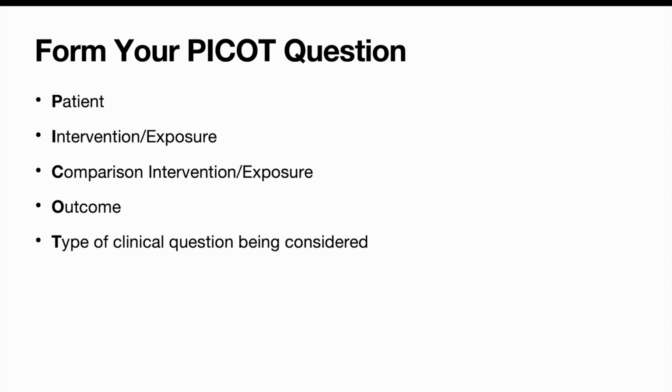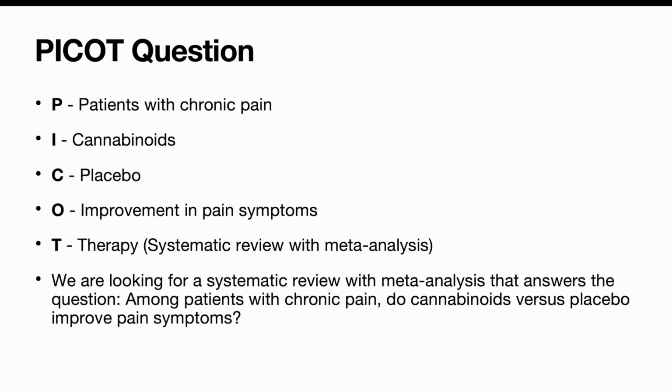So the very first thing that you have to do is form your PICO question. Remember, P is patient, I is intervention or exposure, C is comparison intervention or exposure, O is outcome, and T is the type of clinical question being considered. So when we look for our PICO question, we're going to look for patients with chronic pain. We could say middle-aged women with chronic pain. You can get more and more specific if that's the information that you're looking for. Right now, we're just going to look for patients with chronic pain.